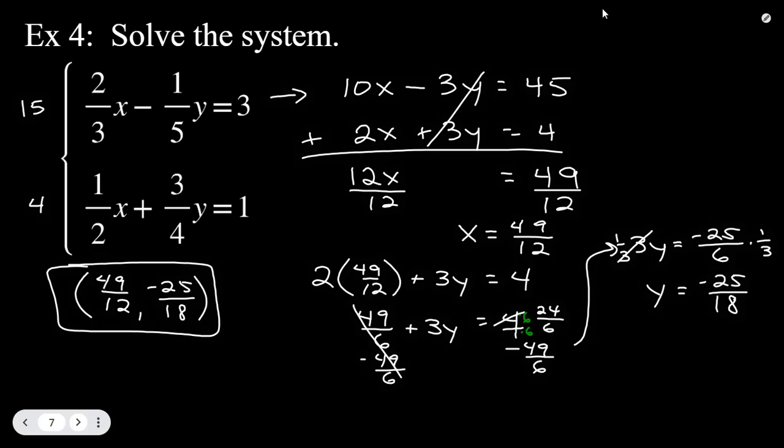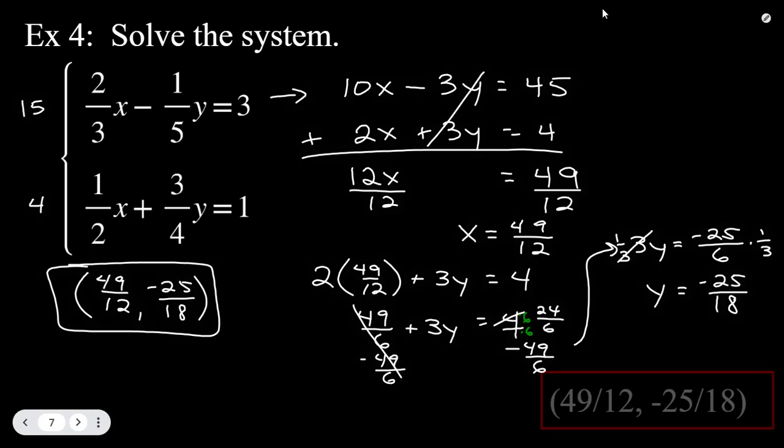So what type of system is this one? Independent. We got one solution, correct? So independent system, it's 2 intersecting lines. And 49 over 12 and negative 25 over 18.